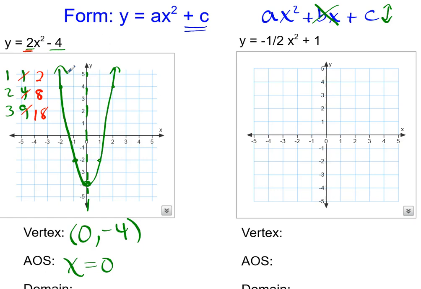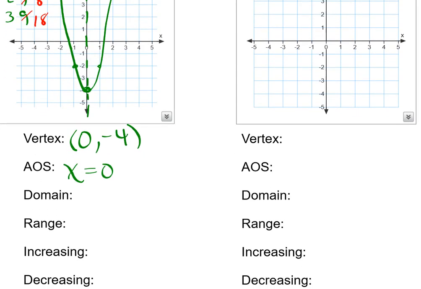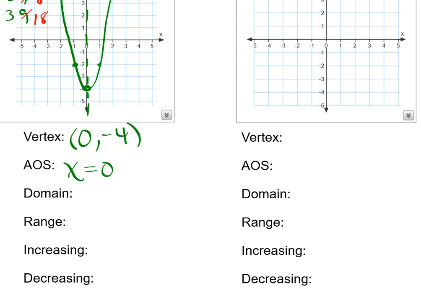Once we have the graph, we can answer the other questions, domain and range, increasing and decreasing. So our domain is still all real numbers. Any value for x is going to have a value for y. And then we look at our vertex to find out what our lowest point is. That's where y is negative 4. And the graph only exists above that point. So the range is all y's greater than or equal to negative 4.